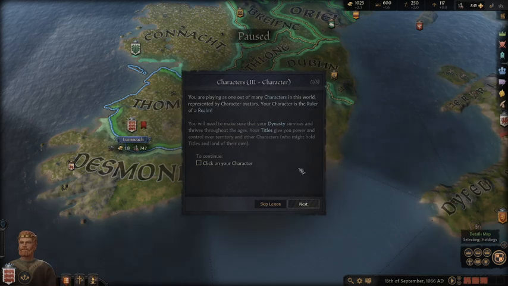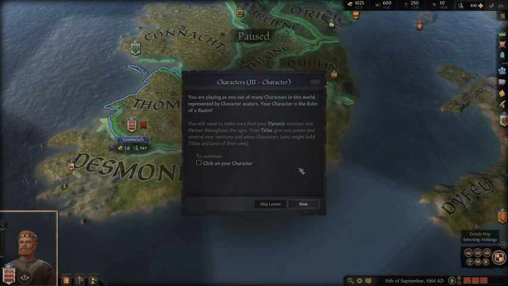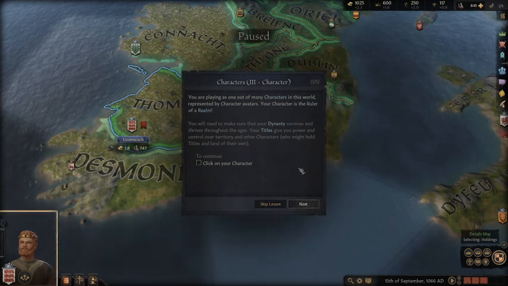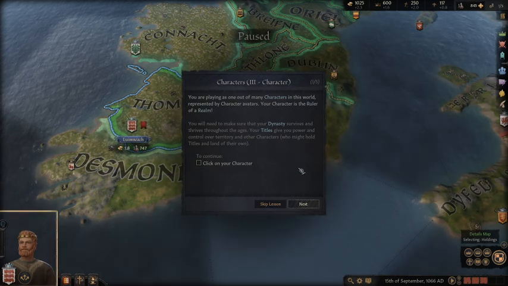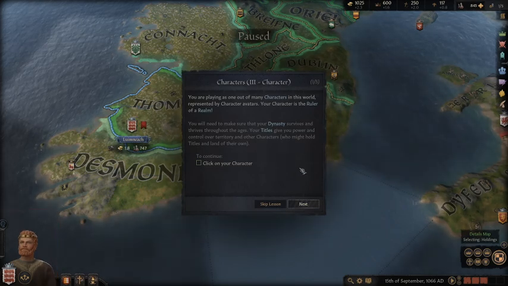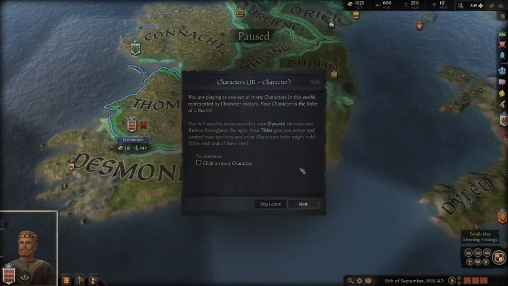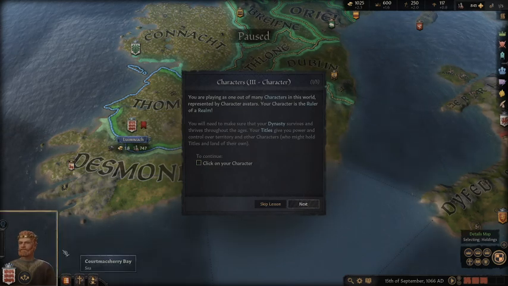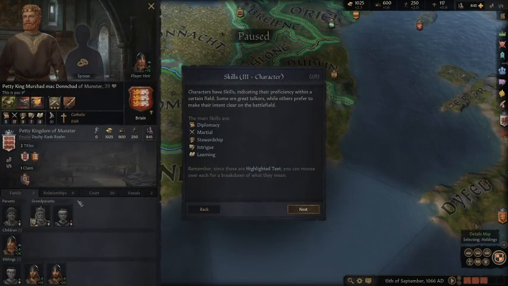You're playing as one out of many characters in this world, presented by a character avatar, as your character is the ruler of the realm. But you will need to make sure your dynasty survives and lives and thrives for the ages. Your titles give you power and control over territory and other characters who might hold titles and land of their own. To continue, click on your character.